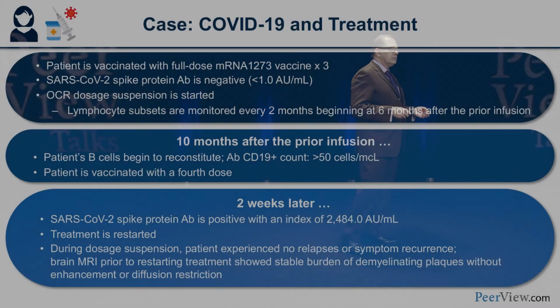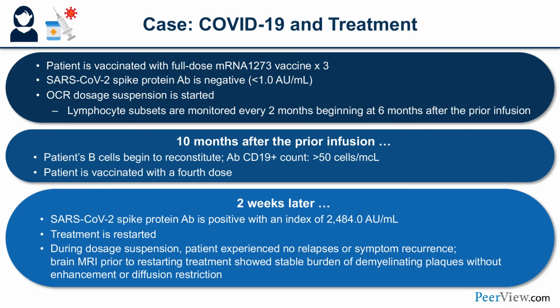Now, several SARS-CoV-2 spike protein assays are commercially available. Data calibrating across these assays is somewhat limited, and exactly the correct thresholds for each assay that constitute adequate protection have not been established. I'm going to turn back to the case now and go through what we did for this particular patient. My patient was vaccinated with the full dose mRNA 1273 vaccine and received this 3 times. However, after testing for SARS-CoV-2 spike protein antibody, this test came back as negative.